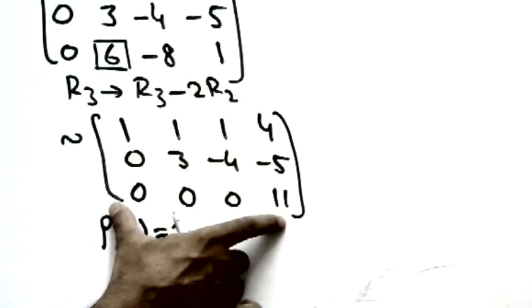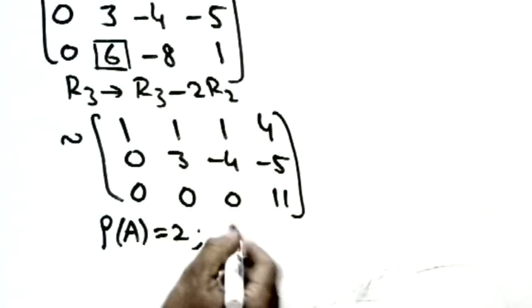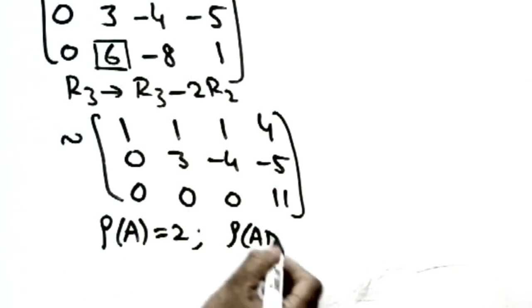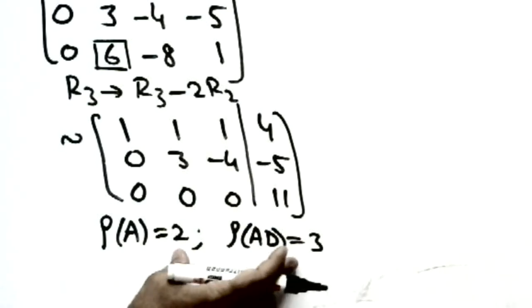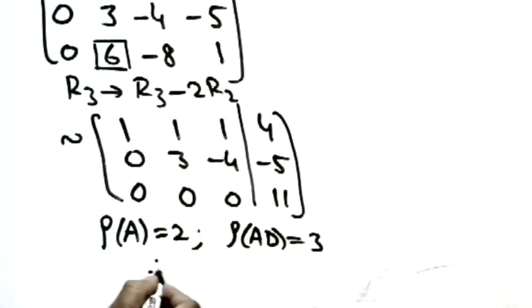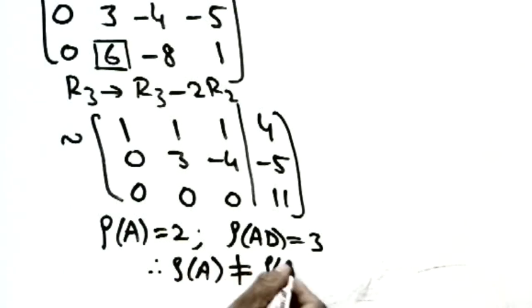Whereas you see here, if we take AD, the complete augmented matrix, here the number is left. So the rank of AD will be 3. Since the two ranks are not equal, we write rank of A is not equal to rank of AD.